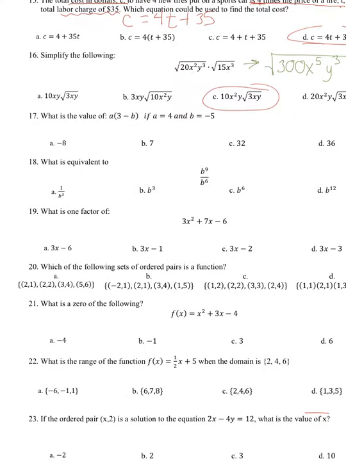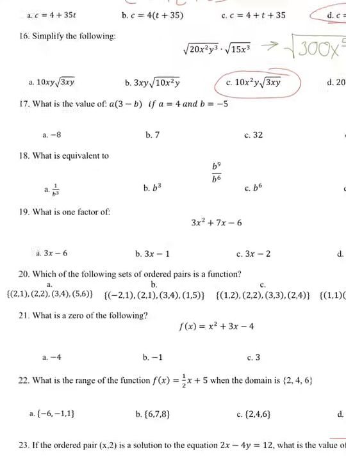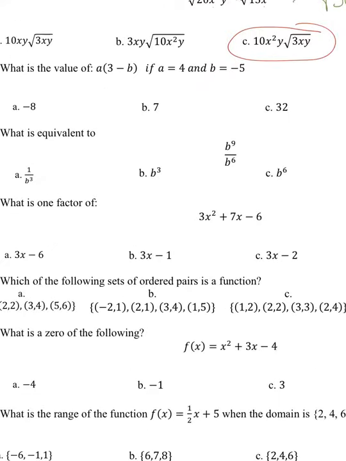Number 17, a little evaluation here. You're given values for A and B, and so we're going to try to plug those in. My A value is 4, and then I'm going to do 3 minus this B value, negative 5. So let's see, 3 minus negative 5 makes me think 3 plus 5. So I'm going to be doing 4 times 8, and that gives me 32.